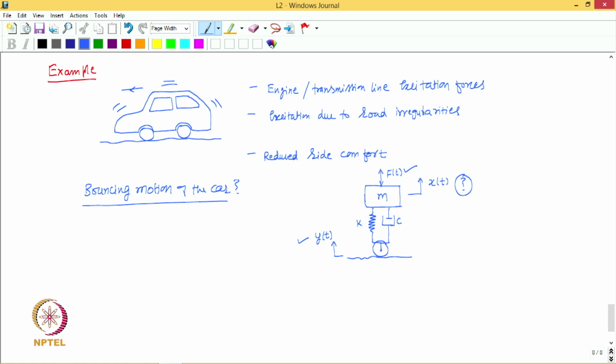Now, this particular model describes the system's bouncing motion by one coordinate, x(t). To describe the displacement of the car using this model, we require only one coordinate to prescribe the displaced configuration, and hence the degree of freedom of this model is 1.